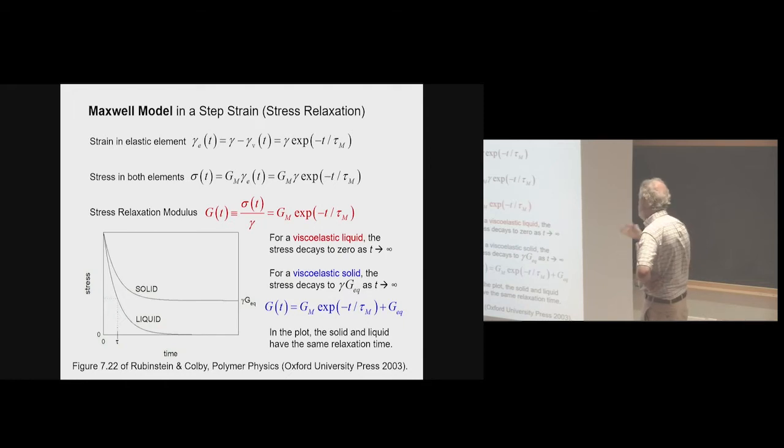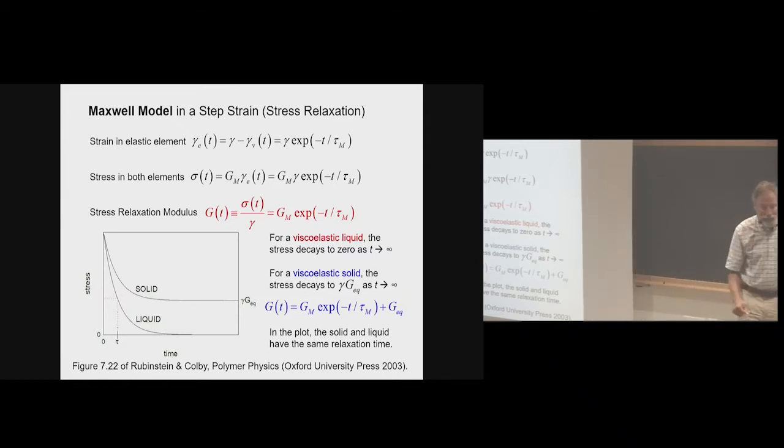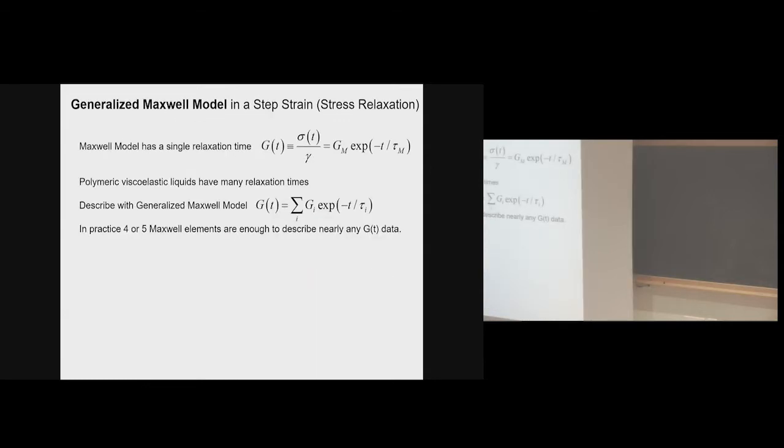And all we do for a Maxwell model of a viscoelastic solid is just add a constant to G of t, this G_eq, and we get a nice description maybe for something. Okay.